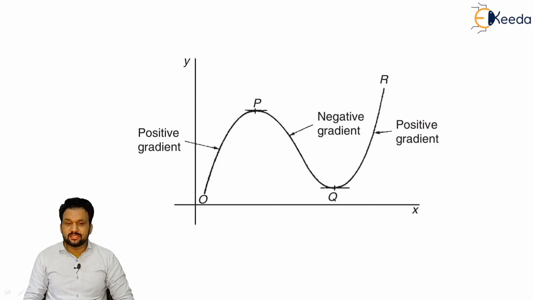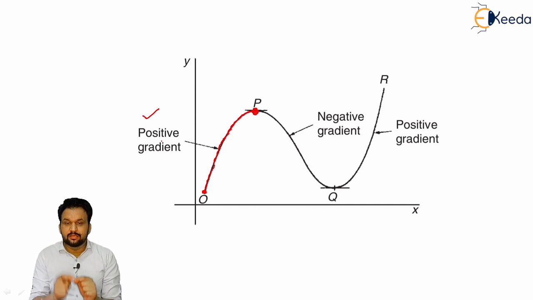Let's see the first thing: how the function is increasing and decreasing. With the help of the graph you can see the function is given to you, and this point is known as the O point. From this point to point P, you can see the function is increasing, and at this point it will turn. So it is a turning point at P, because from O to P the function is increasing, and here you can see it is known as a positive gradient.